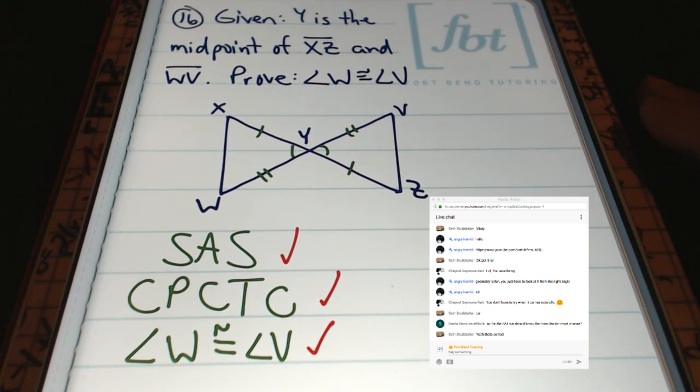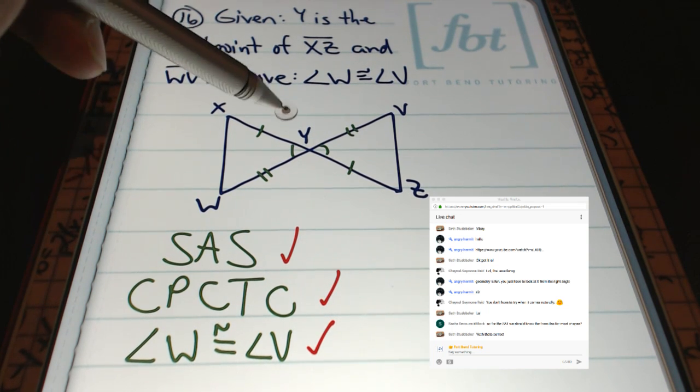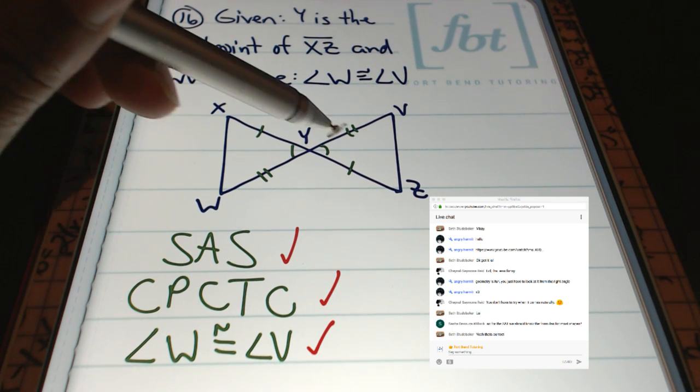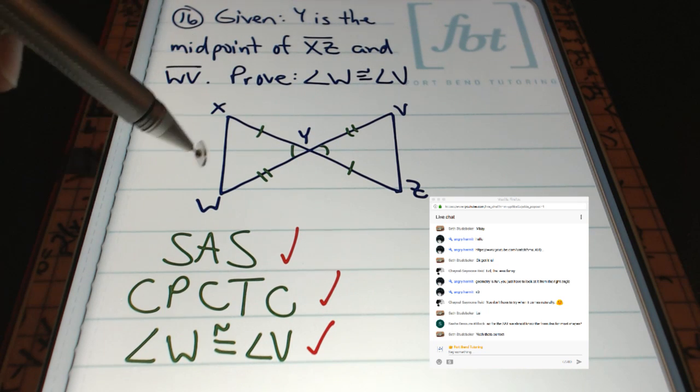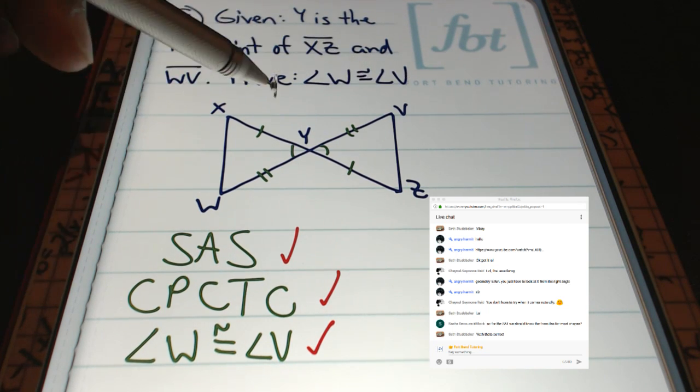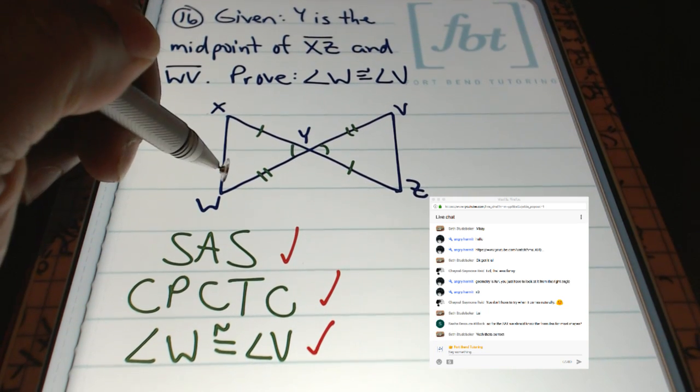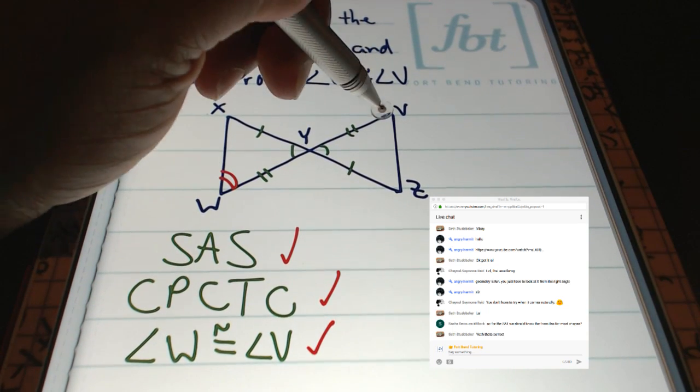So the first step, guys, is to use the given information to verify that by definition of the midpoint, the halves where this point Y cuts these two lines in half are congruent to one another. And because of the vertical angle rule, angle XYW must be congruent to angle VYZ. Once we identified that, we could then state using the side angle side property for triangles that these two triangles are congruent to one another. And then because of congruent parts of congruent triangles are congruent, angle W, which is right here, guys, has to be congruent to angle V.